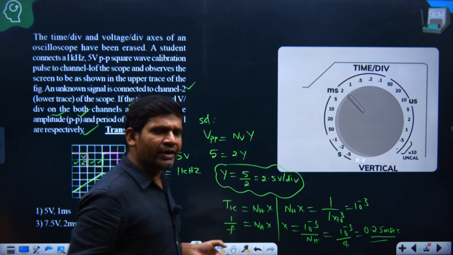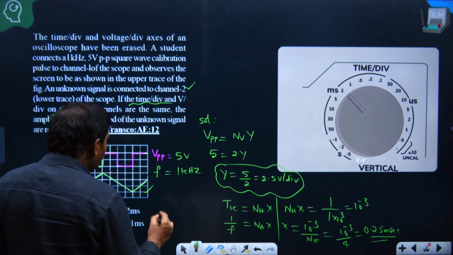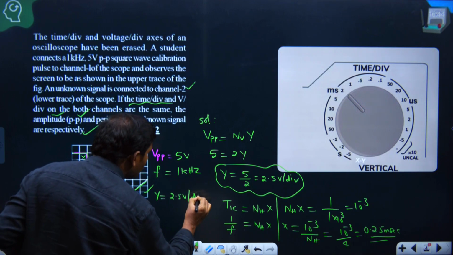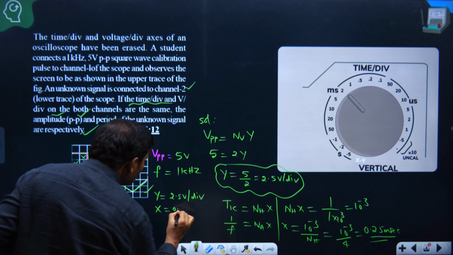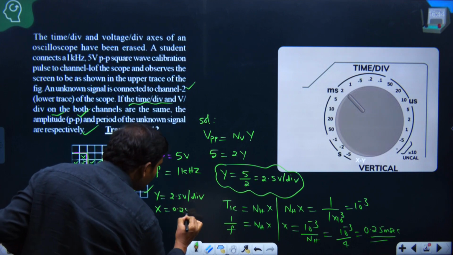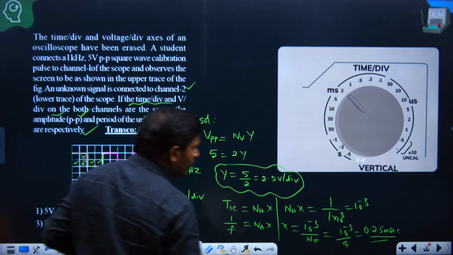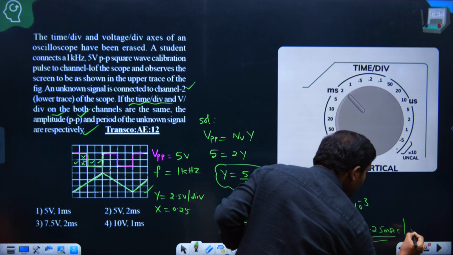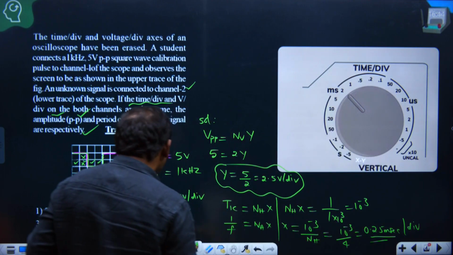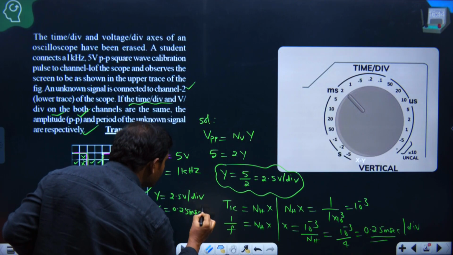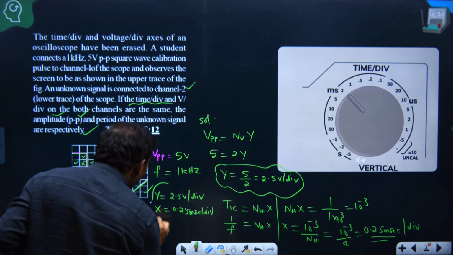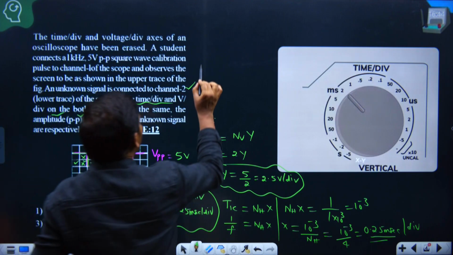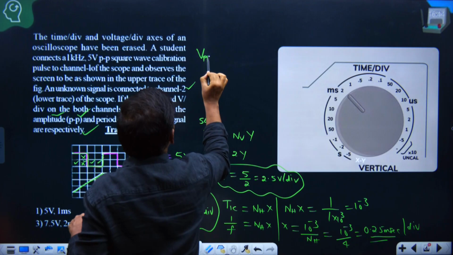Then what is the observation here, friends? For this known waveform, the Y setting is 2.5 volts per division. The X setting is 0.25 milliseconds per division. With this data, we have to calculate the peak to peak voltage of the unknown signal. What is the peak to peak voltage of the unknown signal, friends?